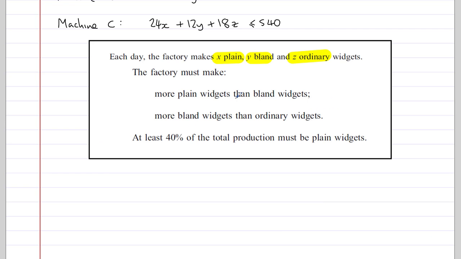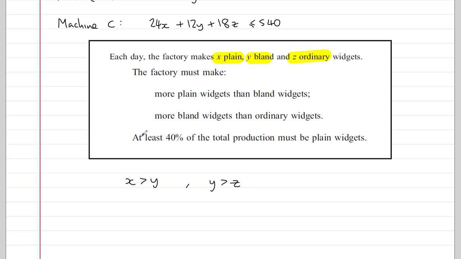We're also told the factory must make more plain widgets than bland widgets. If X is the number of plain widgets and Y is the number of bland widgets, that tells us X must be strictly greater than Y. Make sure you haven't got a greater than or equal to sign here. And more bland widgets than ordinary widgets tells us that Y must be greater than Z.